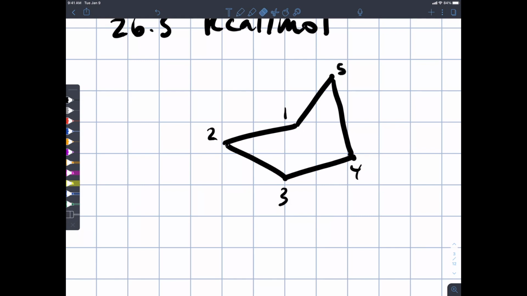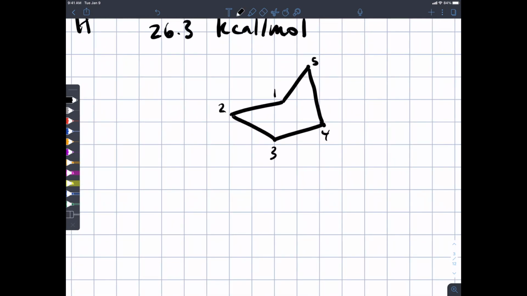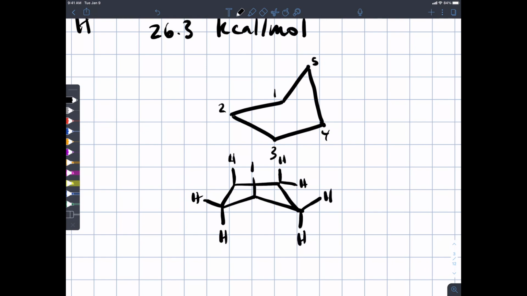And there's another that they call a half chair. And this looks sort of like this. And you can see there are sort of pseudo-axial and pseudo-equatorial positions for the six-membered ring. In the half chair, instead of being just atom 5 out of plane, atoms 4 and 5 are out of plane, and then here's 1, 2, and 3 in the same plane.